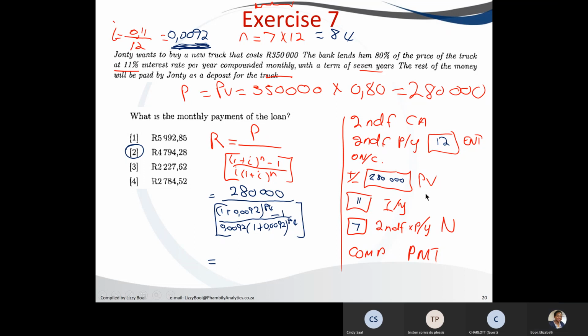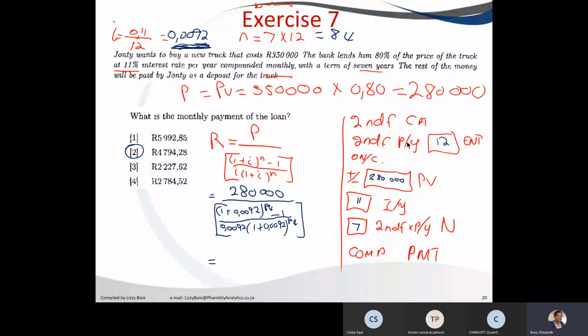0.0092, close bracket, the power of 84. Out of the bracket there and press equal. Yes, I also get 4800. It's because we rounded off the interest too quickly. So you must use all the digits from the interest. So if I change my calculations, yeah, it's the interest.